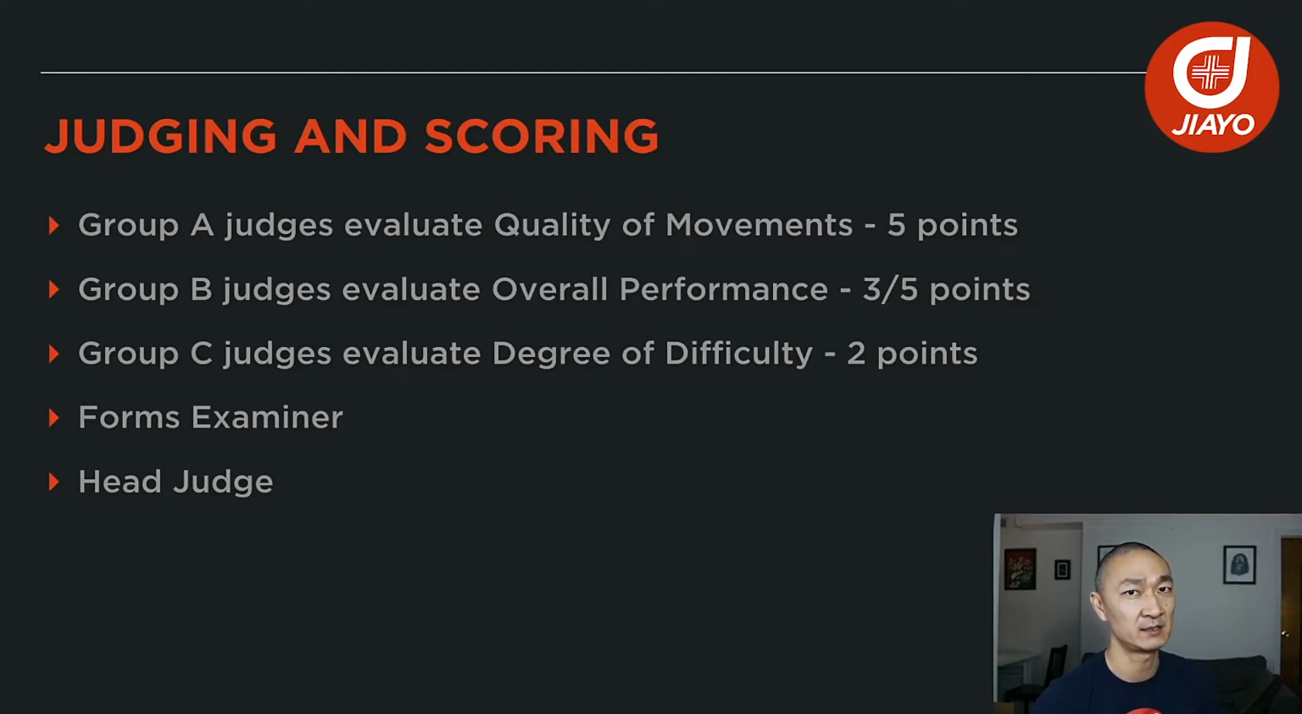So first, when we're talking about rules for international Taolu competition, it's important to discuss there are three different groups of judges. There's Group A, B, and C. And each of those groups of judges are evaluating different elements of the competitor's performance. So Group A judges are evaluating quality of movements, and this is worth 5 points out of a total of 10. The Group B judges are evaluating overall performance. That is worth 3 points for events with degree of difficulty and 5 points for events without degree of difficulty. And then finally, the Group C judges are evaluating degree of difficulty, and that is worth a maximum of 2 points. There's also a forms examiner and a head judge.